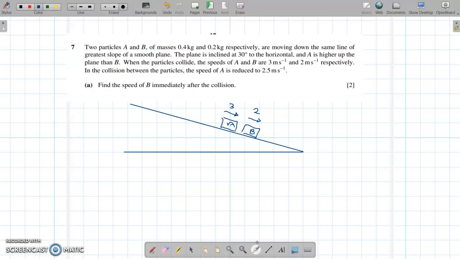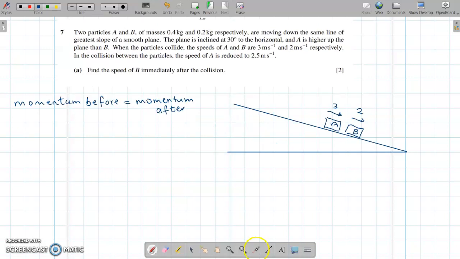Okay, two particles A and B are moving down a slope. A collides with B. Find the speed of B immediately after the collision. Well, the momentum before the collision equals momentum after the collision. Momentum is always conserved, unlike kinetic energy that may not, but momentum is always conserved. Momentum before equals momentum after, before and after the collision.